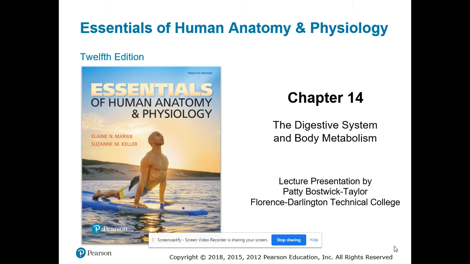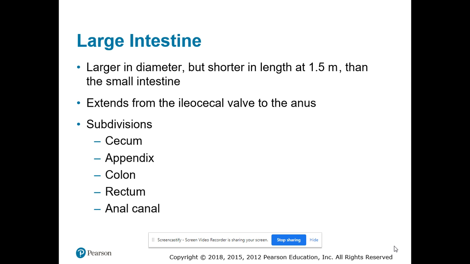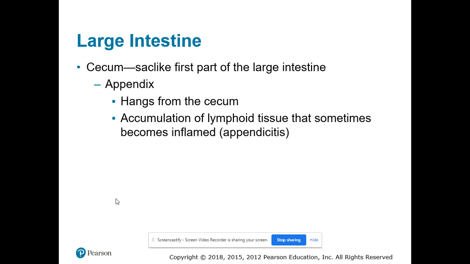Hey everyone, today we're going to finish up chapter 14 and we're going to focus on the large intestine. Now, the large intestine is actually larger in diameter, otherwise known as the width, than the small intestine, but it is actually shorter than the small intestine. It's only about 1.5 meters long. It extends from the ileocecal valve, or otherwise known the one between the small and large intestine, all the way to the anus. The subdivisions are cecum, appendix, colon, rectum, and anal canal, which we're going to talk about next.